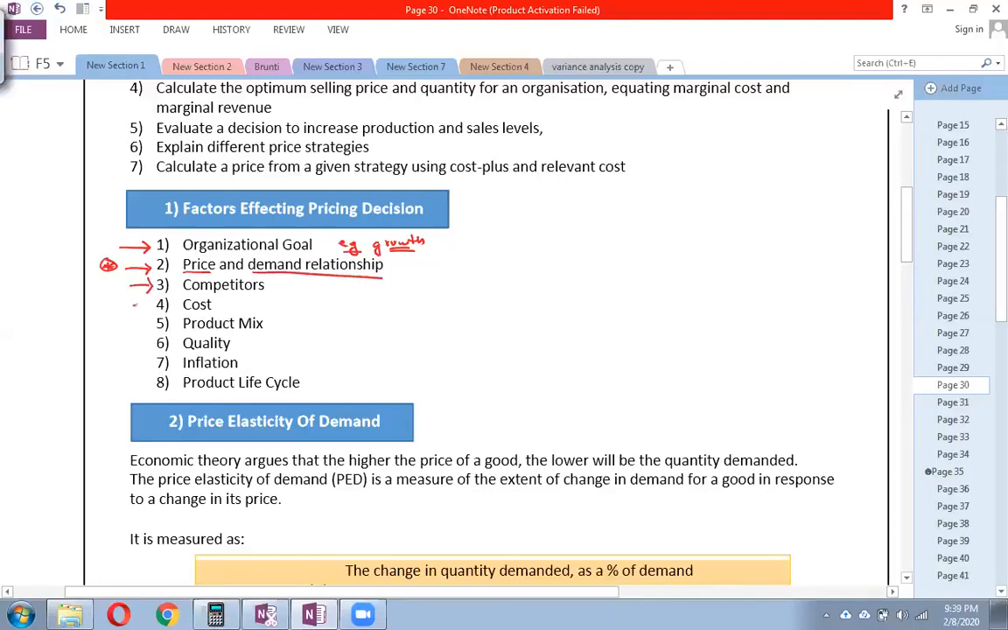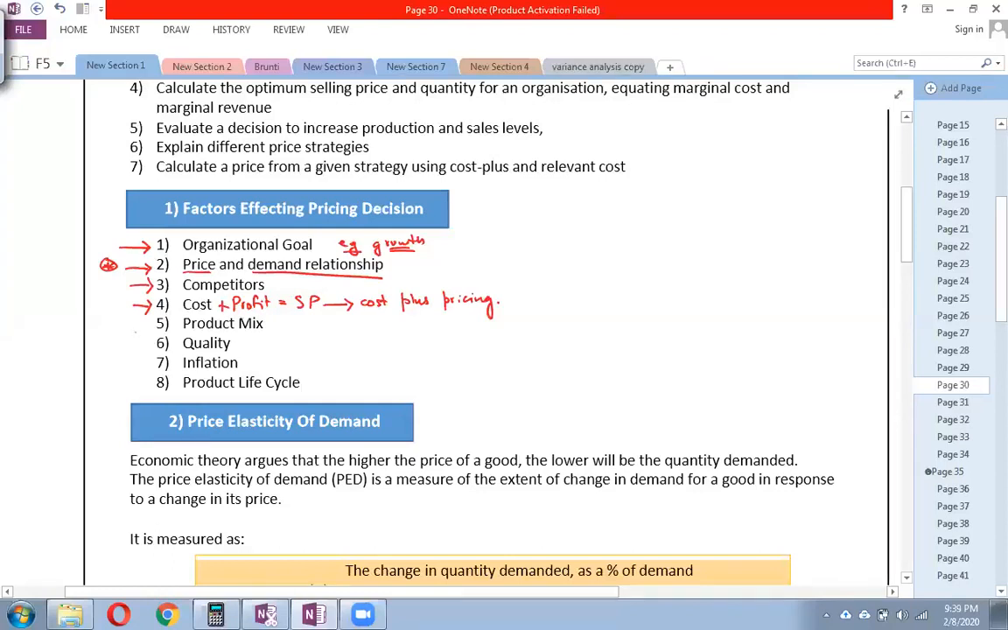You will also consider your own cost. So you'll calculate your cost first and add a profit markup, and this will be your selling price, right? The cost plus pricing, we call it cost plus pricing, right? So the cost plus the profit is your selling price.